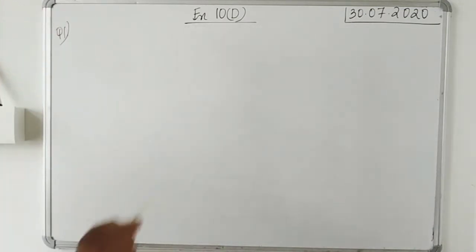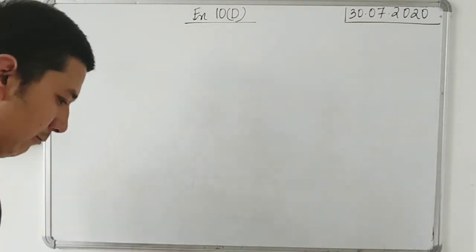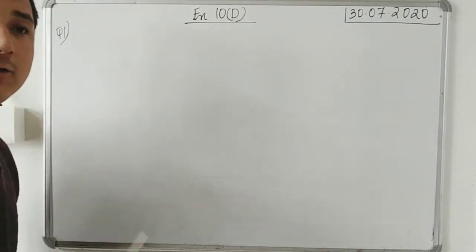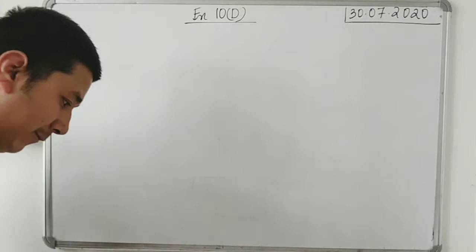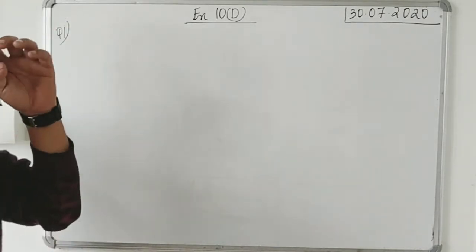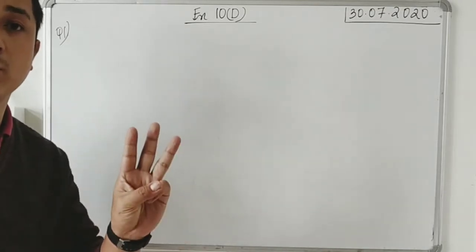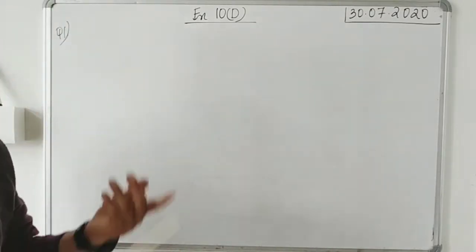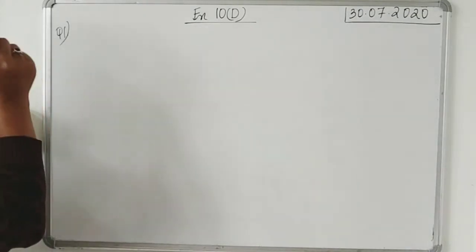Now let's come back to exercise 10D. The first question, please read the first question. Find 3 numbers in AP whose sum is 24 and product is 440. Now there is the phrase 'whose sum is 24' and 3 numbers, so obviously they are 3 consecutive numbers whose sum is 24. So how will I assume the numbers? We have to use the same formula.